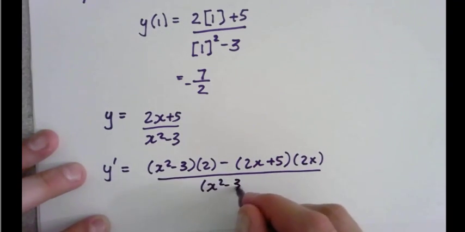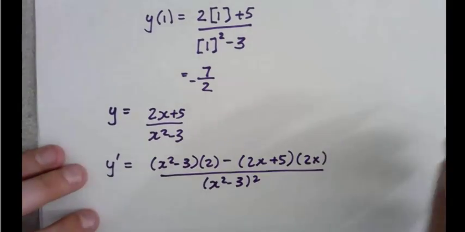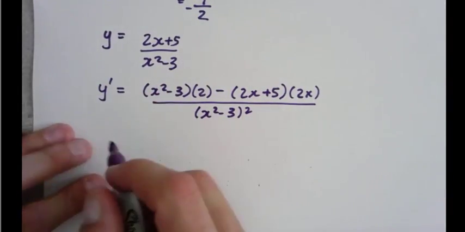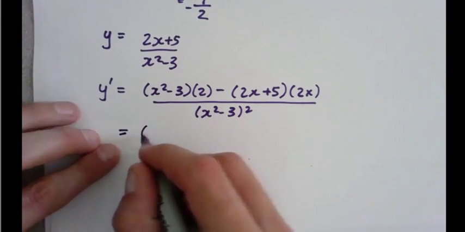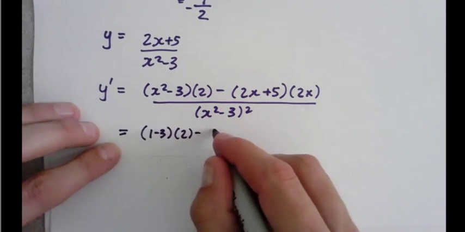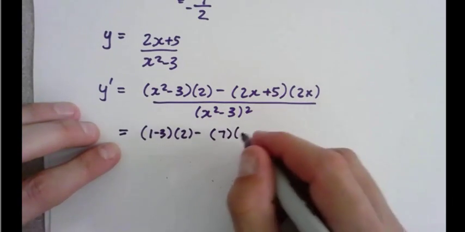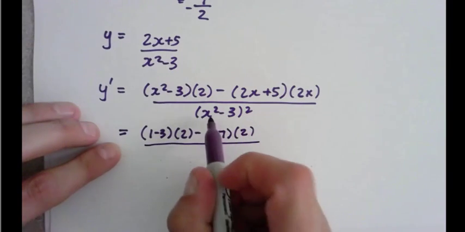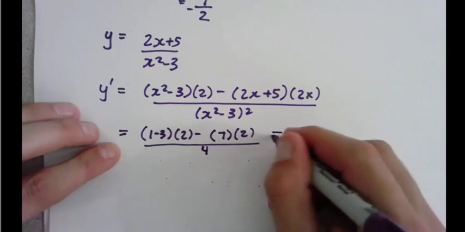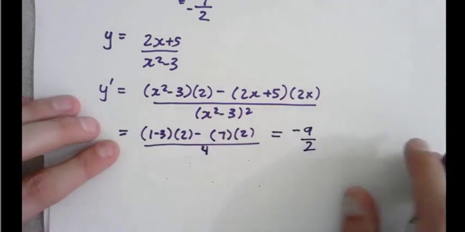Now here is where you want to be careful. You don't have to simplify all this. We know the derivative. Now you're just going to plug in your x value, which in this case was 1. It was what was given. So 1 squared is 1, so I'd have (1 minus 3) times 2, minus (2 times 1 plus 5, which is 7) times (2 times 1, which is 2), all over (1 minus 3, which is negative 2) squared, which is 4. When that simplifies all the way down, I get negative 9/2. So there's my slope.